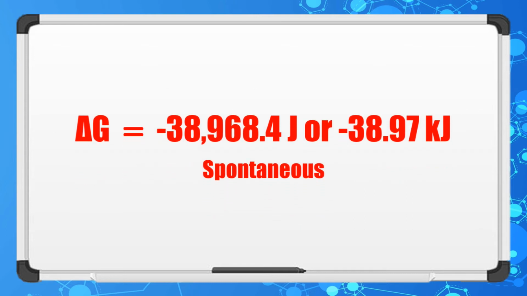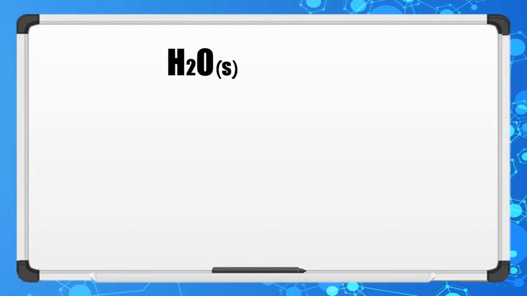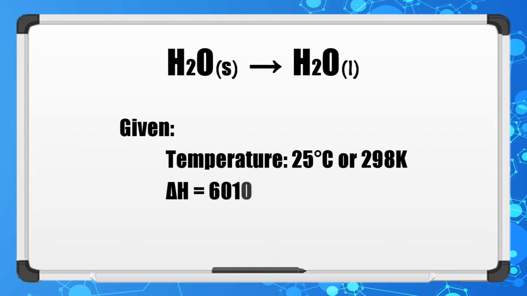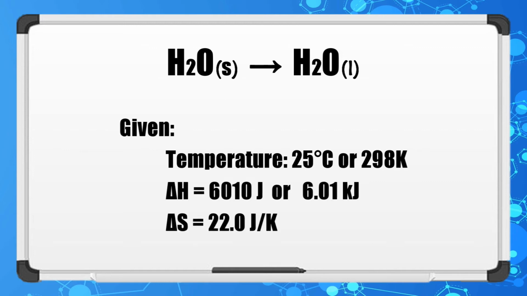We can see from the Gibbs energy that at room temperature, the reaction is spontaneous. The positive values of delta H and delta S also show us that the reaction will only be spontaneous at high temperatures. For our second example, we will have the water in solid state or ice turning into water in liquid state. It is common sense to everybody that ice spontaneously melts into water. We will use the Gibbs free energy to solve it with the following given values. Temperature at 25 degrees Celsius or 298 Kelvin. Delta H is equal to 6010 joules or 6.01 kilojoules. And delta S is equal to 22 joules per Kelvin.